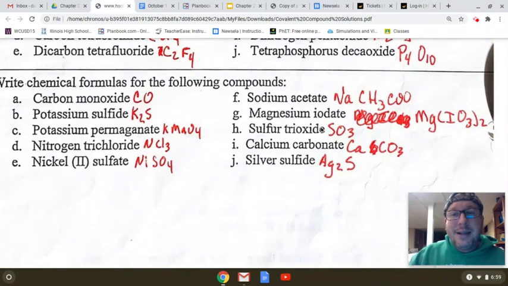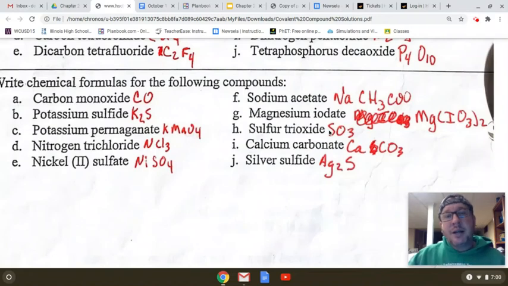G, magnesium iodate. Okay, metal, nonmetal. Magnesium is a +2. Iodate is a -1. So when you whoop them, you don't have a subscript on the Mg, but you end up placing a 2 subscript on the iodate. And so remember, you have to include the iodate in parentheses and put the subscript on the outside of the parentheses here. So you get Mg(IO3)2.